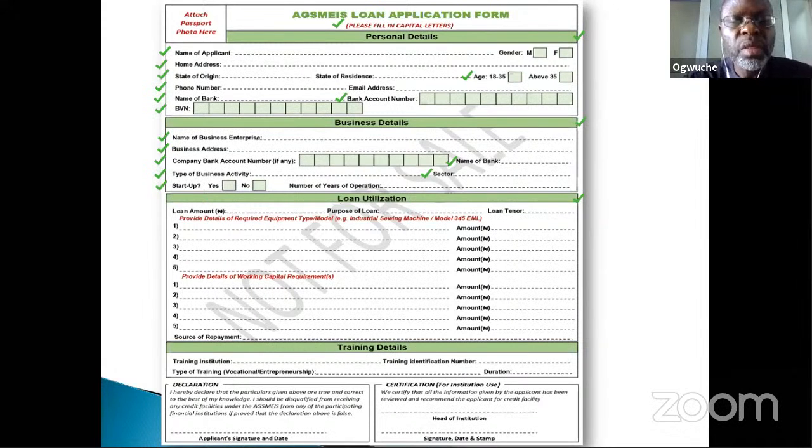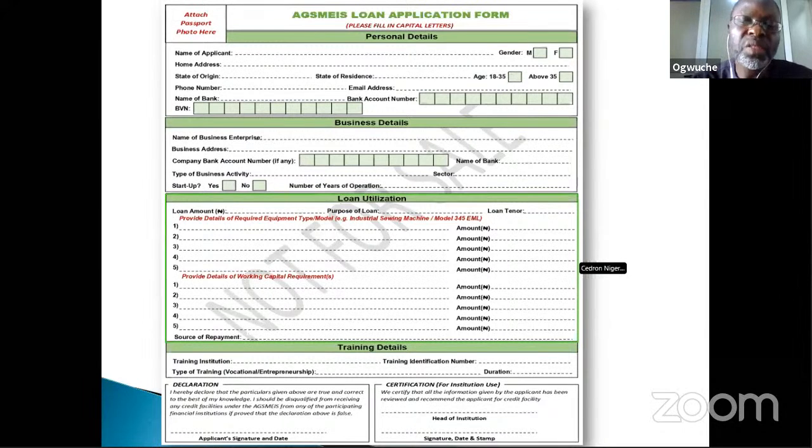Loan amount. You have to wait until you complete the required equipment and working capital sections before you know the amount to put, because you can see them listed there, the equipment and then the working capital amount, all the way down. By the time you compute the various amounts, that's when you get to know the loan amount, and that's when you fill it.